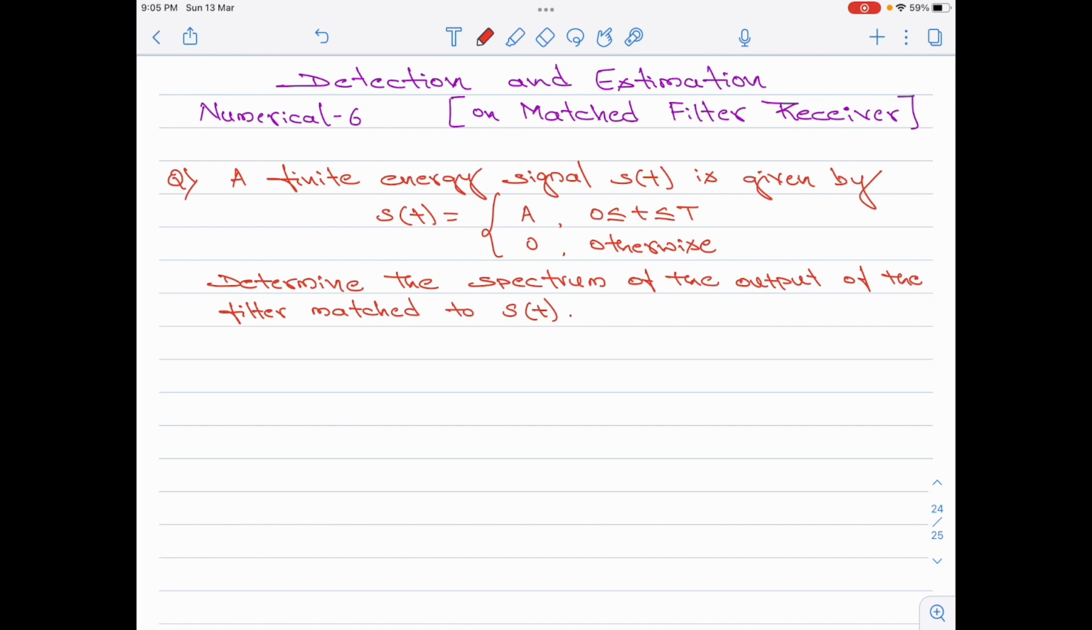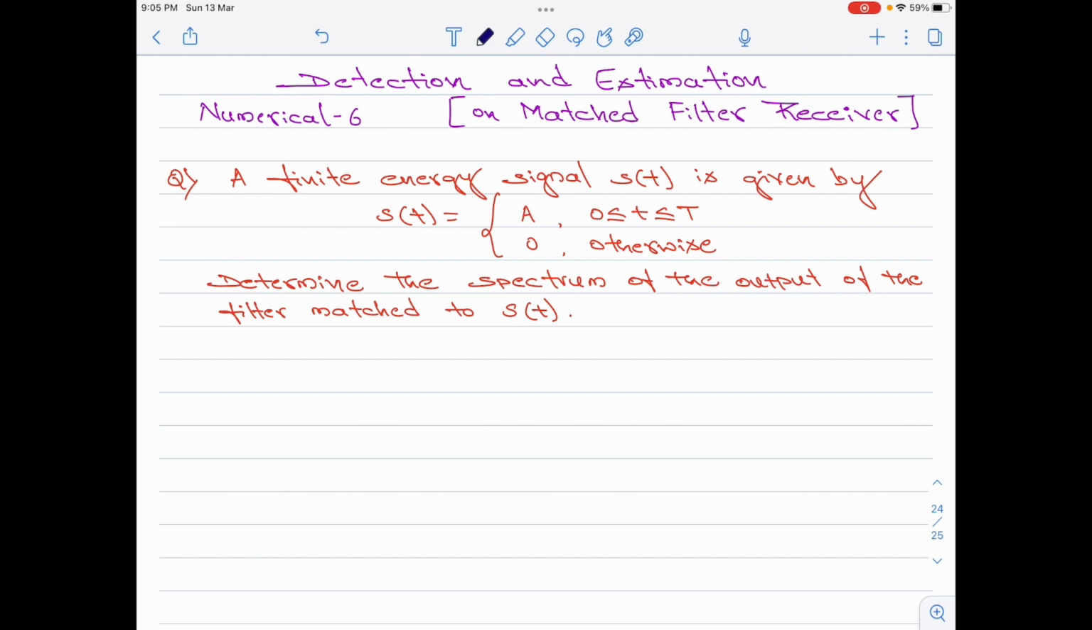A finite energy signal S of t is given by S of t equals capital A over the time duration 0 to capital T and 0 otherwise. Determine the spectrum of the output of the filter matched to S of t.